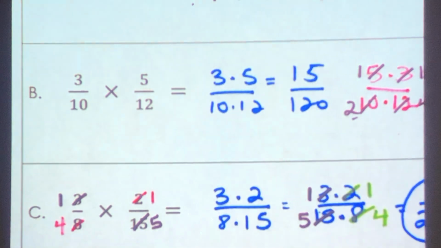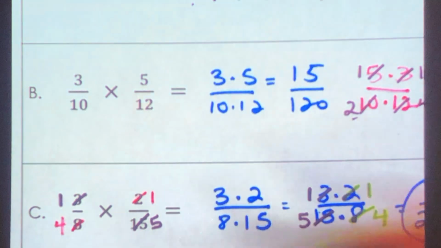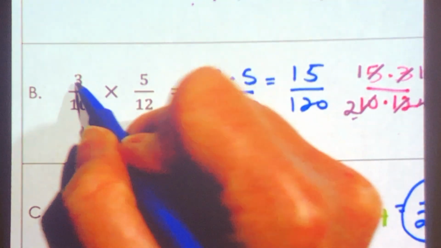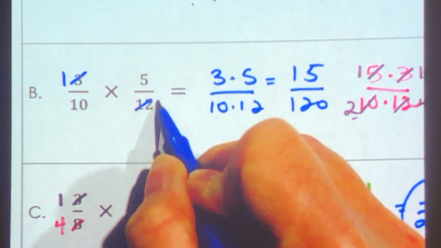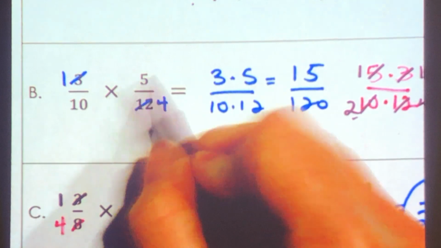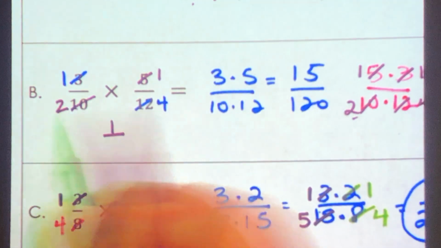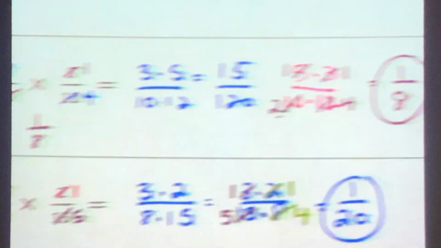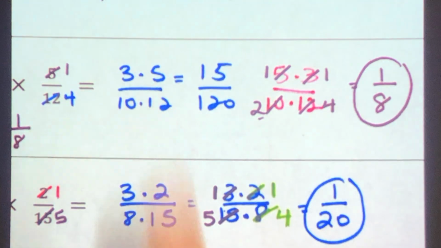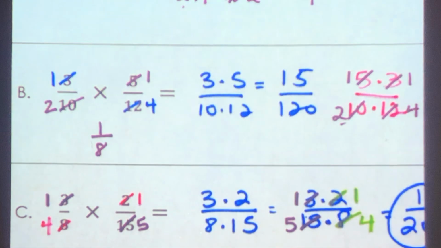We could have done that with letter B as well. With the 3/10 times the 5/12. If I wanted to cross simplify this, because I see I can't simplify either of those, but 3 and 12, 3 goes into both of those. 3 goes into 3 once. 3 goes into 12 4 times. 5 and 10, I can cross simplify those. 5 goes into 5 once. 5 goes into 10 twice. So if we did it this way, we can see 1 times 1 is 1. 2 times 4 is 8. 1/8. That's exactly what we got. So whether you want to rewrite it out like this and switch your factors around, that's fine. Or if you just want to go ahead and cross simplify, that is fine.